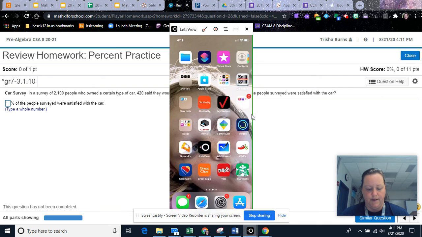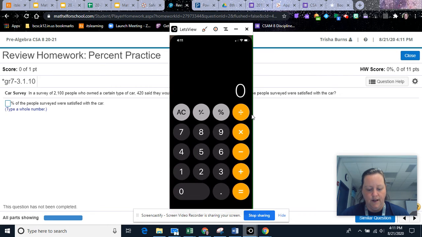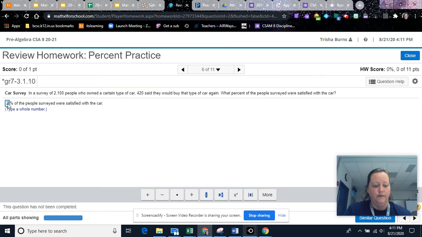So when I put that in my calculator here, 420 divided by 2,100, I get 0.2. Again, to make that a percent, you would move the decimal 2 places, and so it would be 20%.